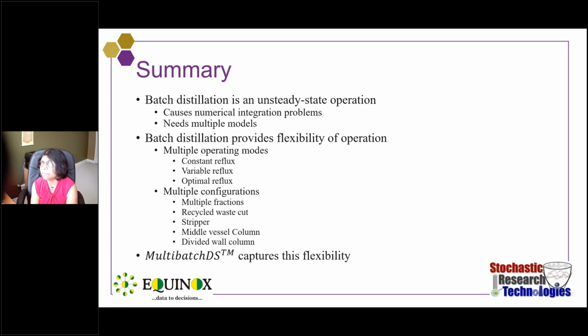Prem, do we have time to show some industrial case studies, or if not, I can start. Yes, that would be nice if you can show some industrial cases. Please go ahead.